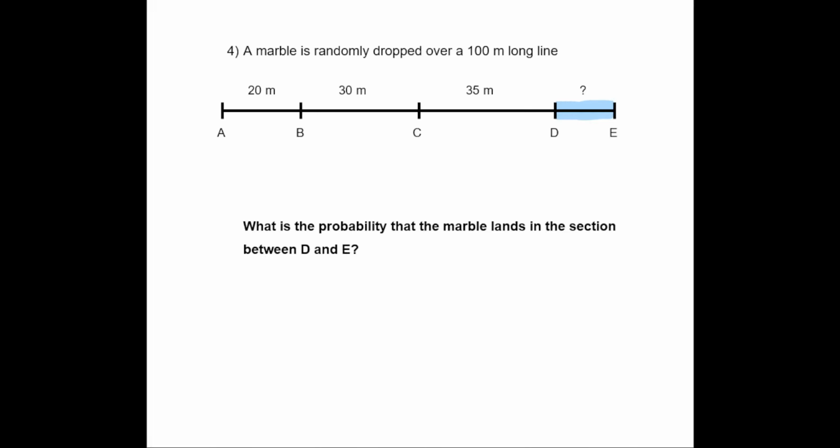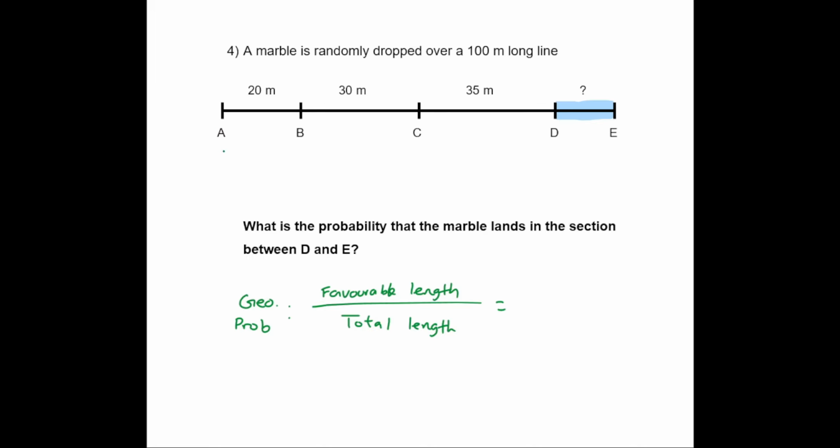Between D and E. So remember that the formula for geometric probability is the favorable length, right? In this case, we're dealing with lengths, not area. So favorable length divided by the total length, okay? So the first thing I want to do now is just to figure out what this favorable length is, right? The length that I want to land in, okay?